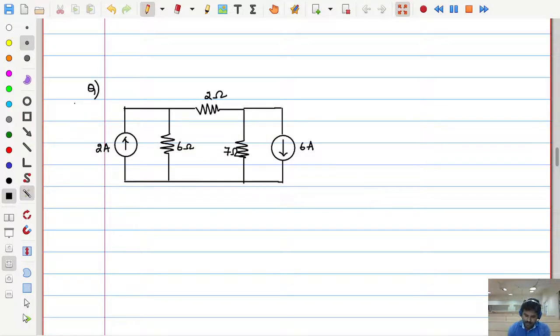Let us see this problem. Let us proceed with our usual procedure that we had seen previously. Let us occupy our areas. This is mesh 1. This is mesh 2, and mesh 3. Three meshes are there. Could you identify?